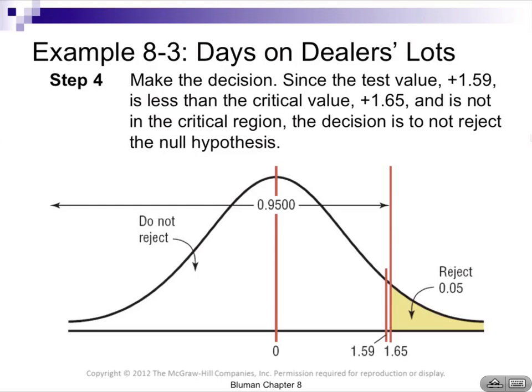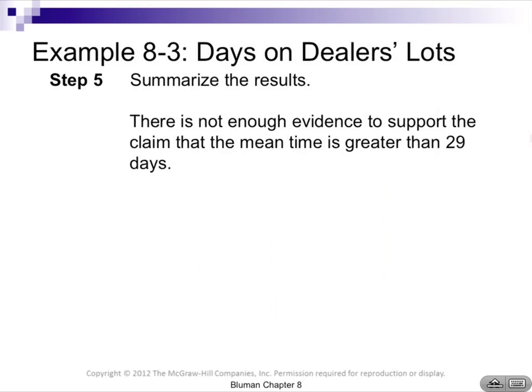So we have to make the decision. The test value is less than the critical value, so it's not in the critical region. We decided that. So the decision is to not reject the null hypothesis, because our claim was the alternative hypothesis. And so we make our summary statement. There is not enough evidence to support the claim that the mean time is greater than 29 days.